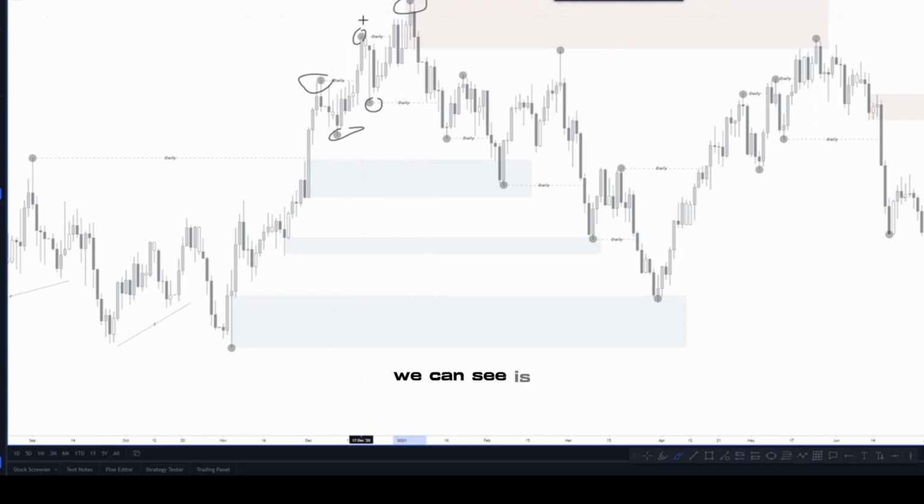And then we can see the trend actually switches, where we get this impulsive move to the downside, creating a lower low because we've broken the previous higher low. We then create a new lower low. This would be our lower high.